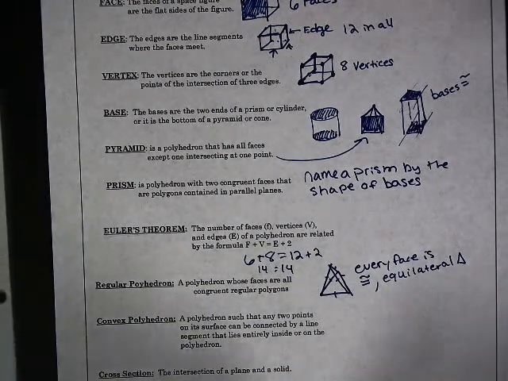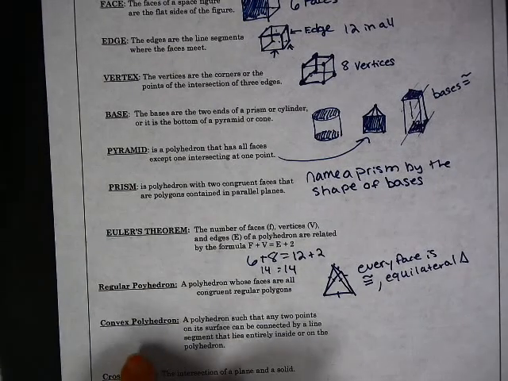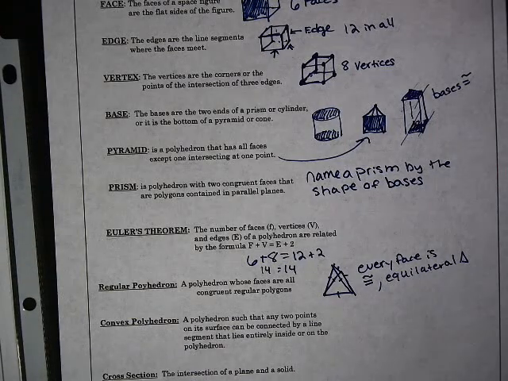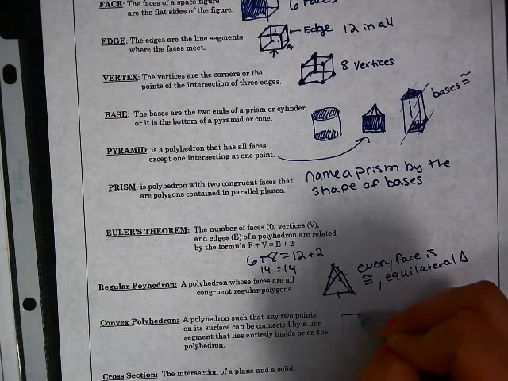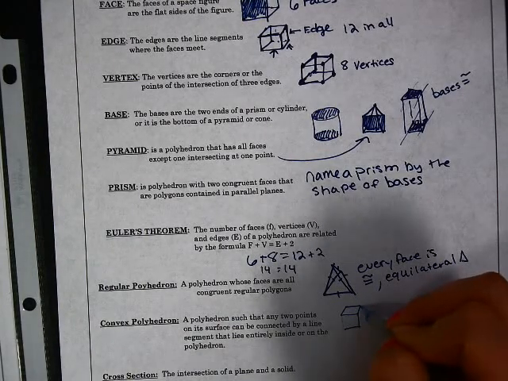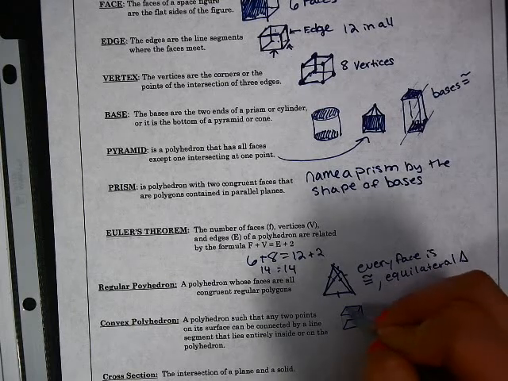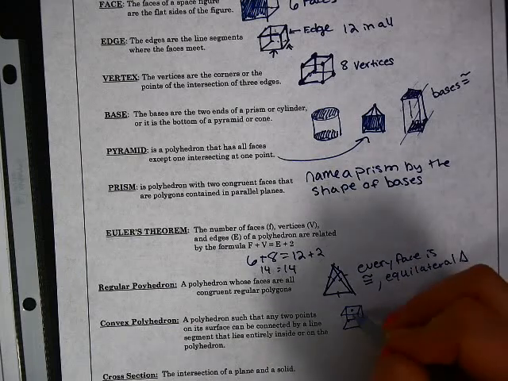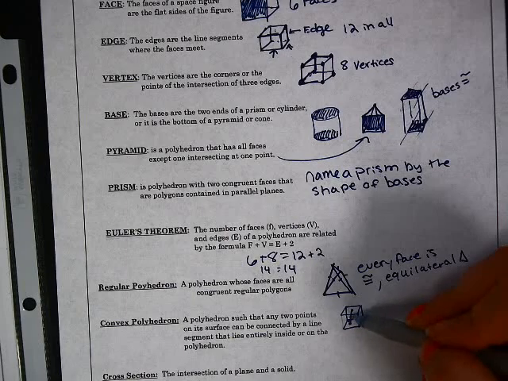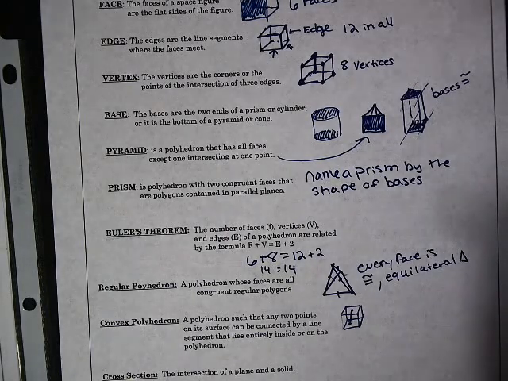Okay, our last, or 2 more. Convex polyhedron, a polyhedron such that any 2 points on its surface can be connected by a line segment that lies entirely inside or on the polyhedron. So if I take a cube here, and I want to draw a line and connect these two dots, my line is going to be inside or it's going to lie on my polyhedron.